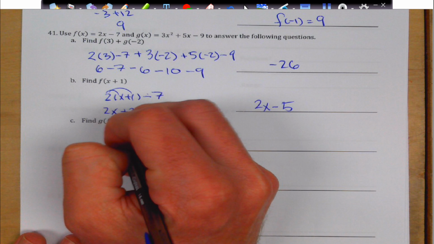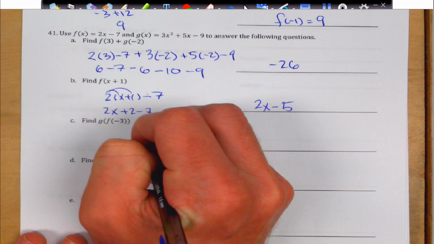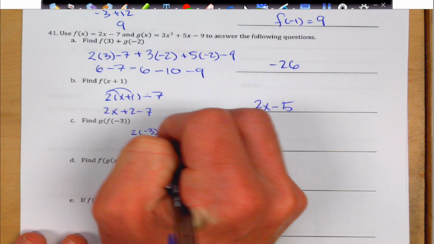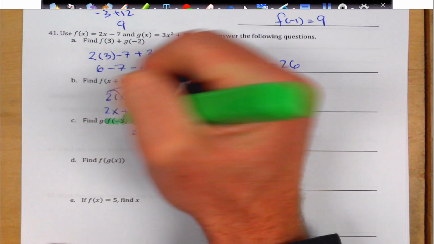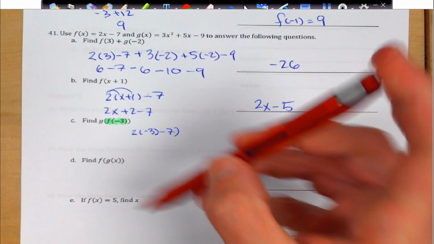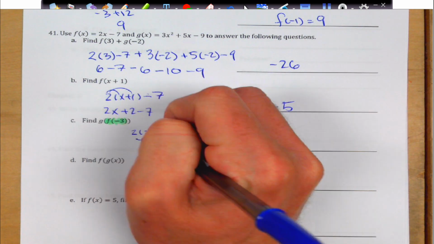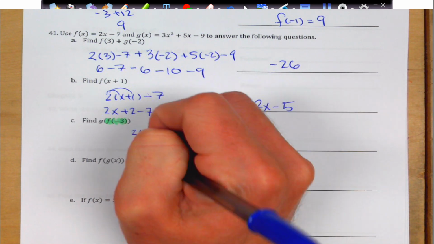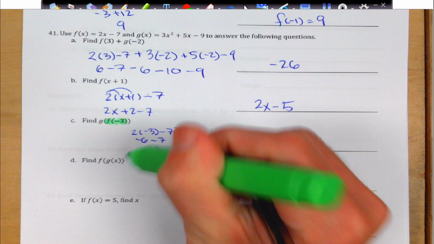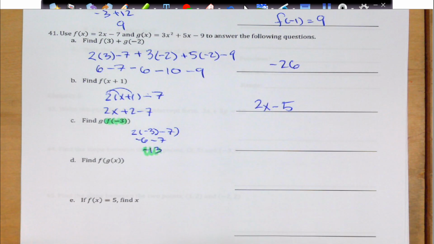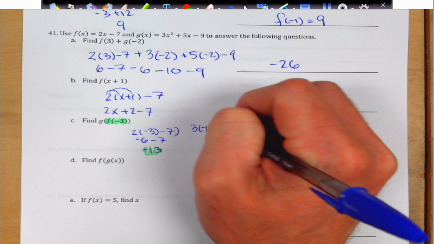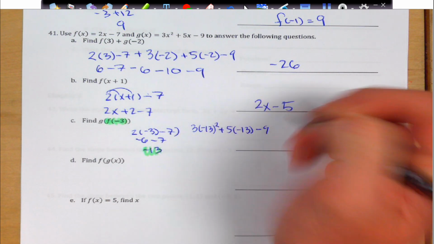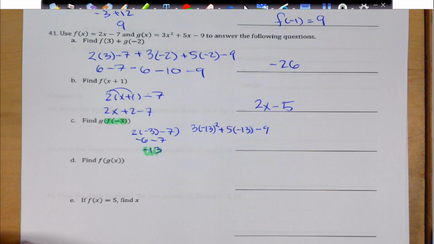So I first have to do this guy first. I get 2 times negative 3 minus 7. So that's eventually going to be just all of this that will plug in for g of x. So that's going to be 2 times negative 3 is negative 6 minus 7 is negative 13. So I'm going to plug in negative 13 in for g of x. So for g of x, I get 3 times negative 13 squared plus 5 times negative 13 minus 9. Just for simplicity, I'm going to put this into the calculator really fast.